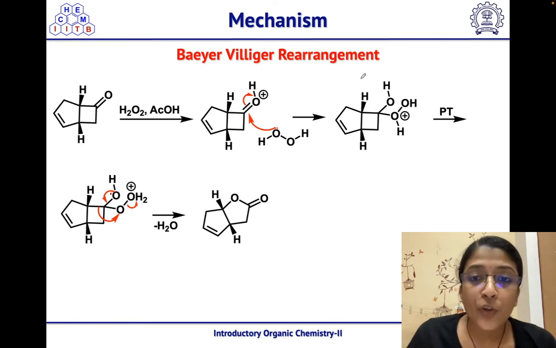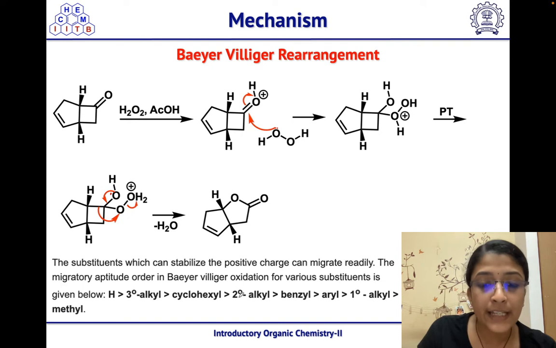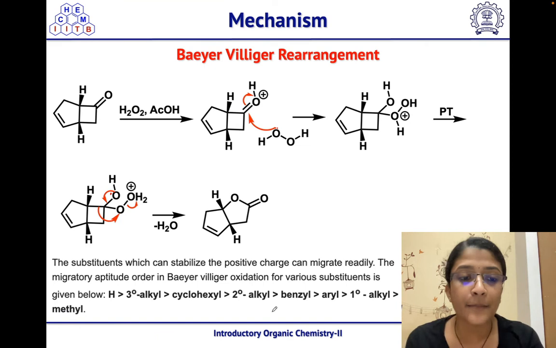The migratory aptitude for Baeyer-Villiger rearrangement is: hydrogen has greater aptitude than tertiary alkyl, then cyclohexyl, then secondary alkyl, then benzyl, then aryl, then primary alkyl, and then methyl. So this is the order of migration aptitude in Baeyer-Villiger oxidation or rearrangement. Substituents which can stabilize the positive charge can migrate readily, and this is the migratory aptitude. Any doubt regarding Baeyer-Villiger oxidation mechanism and the migratory aptitude?